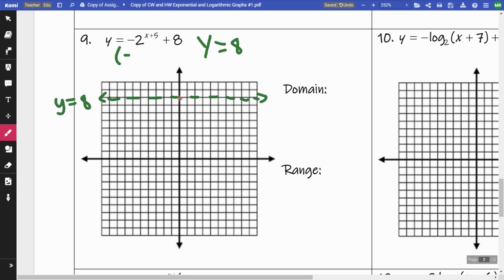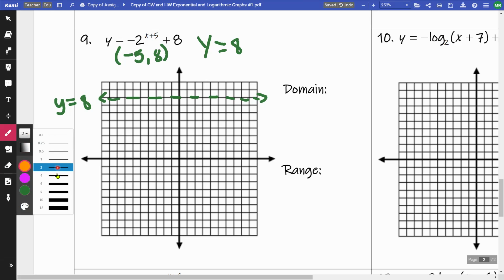And then if I think about what makes that 0, -5, 8, that's kind of where I'm going to go. So if I go to -5, 1, 2, 3, 4, 5, -8, I'm right here. And then here I'm going to go, okay, 2 to the 0 is 1, times that by a negative, -1. And I'm going to go over 1. 2 to the 1 is 2, times that by a negative, -2. I'm going to go out 1, 2.